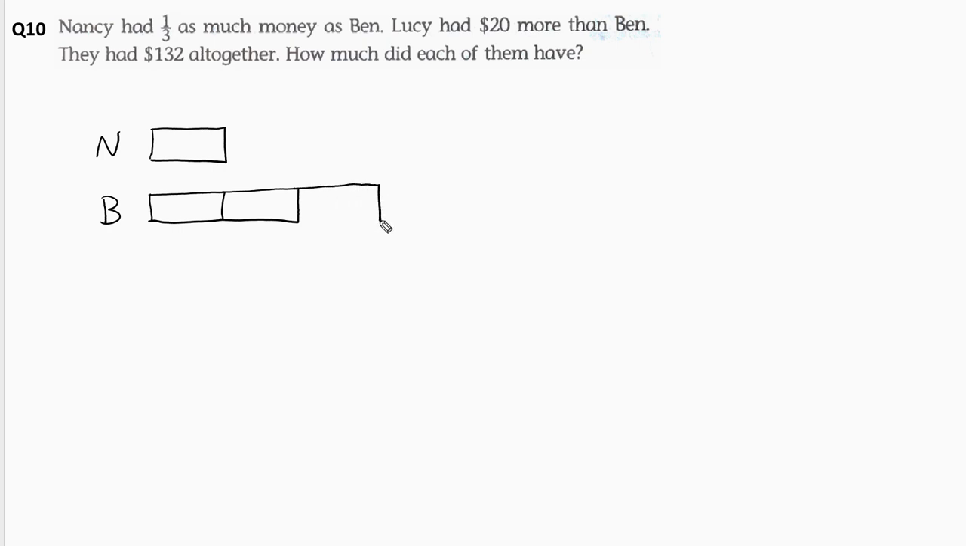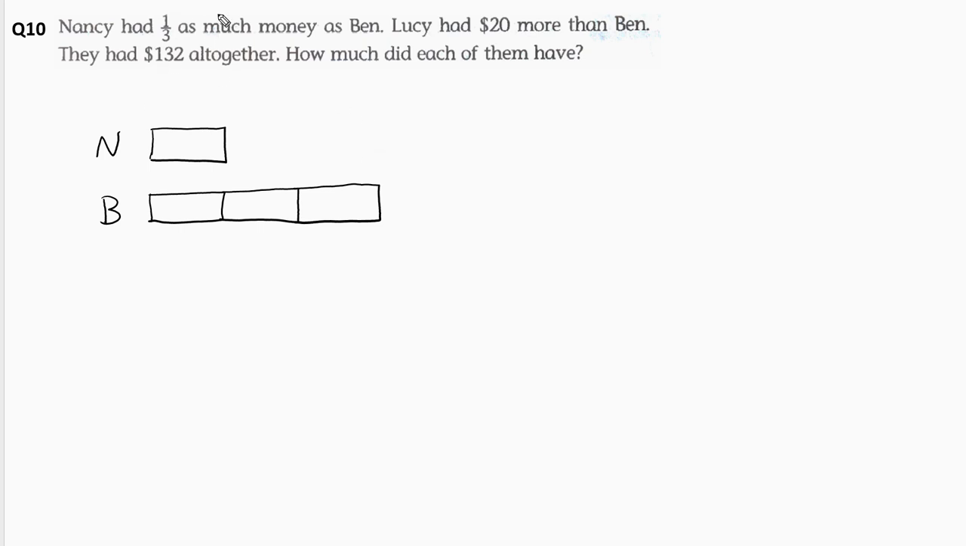Right, so this is Ben's bar. This is what Ben has, okay? And you can see that Ben's bar is split into 3 equal portions. So each of these is a third. And that's what Nancy has. What Nancy has is the same as one third of Ben's portion. Does that make sense? Okay, hopefully it does.